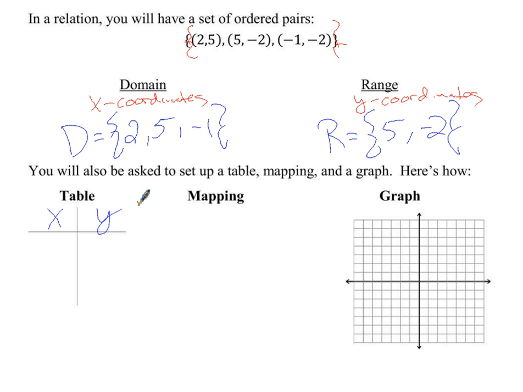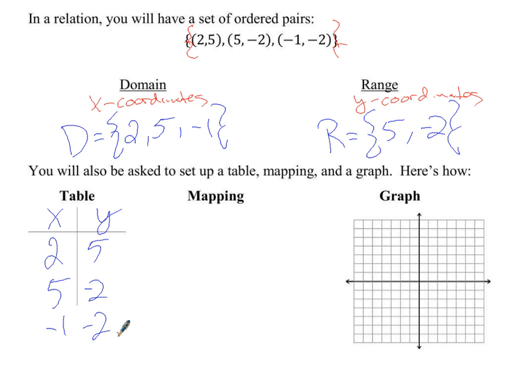You write down all of your ordered pairs as you see them for your x coordinates and y coordinates. In this case, you can write the repeats. In fact, you have to. So my first coordinates are 2, 5. So I write 2, 5. My second coordinates are 5, negative 2. So I write 5, negative 2. And then my third one's negative 1, negative 2.